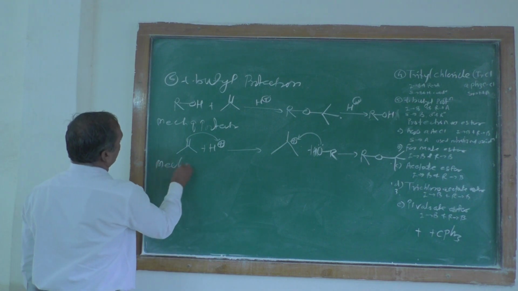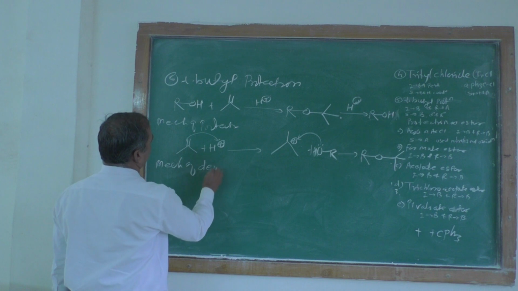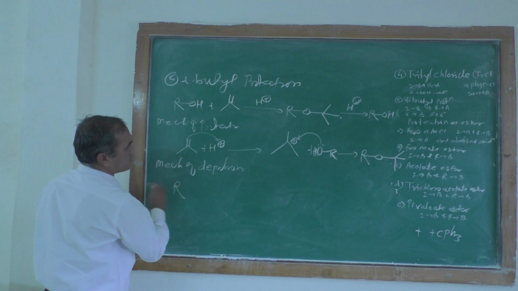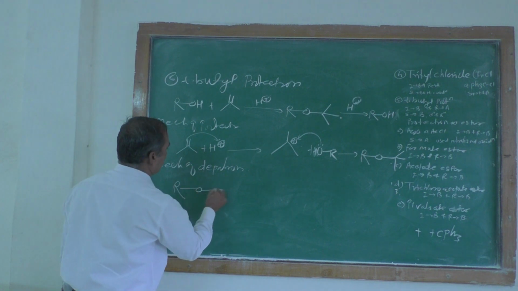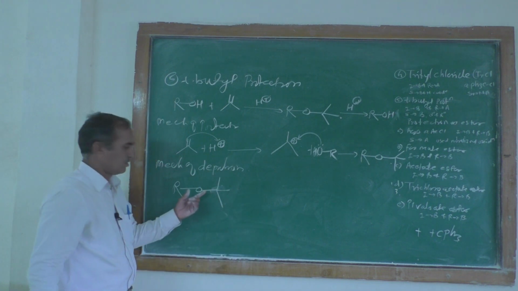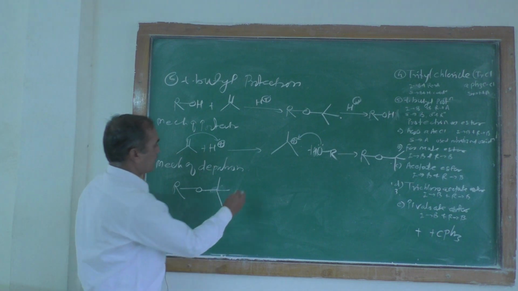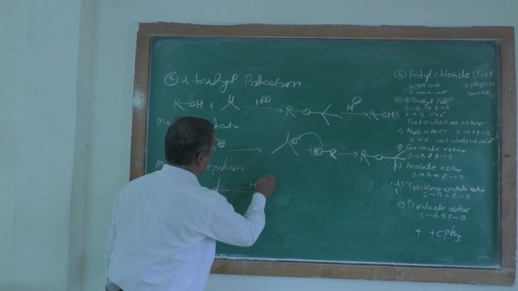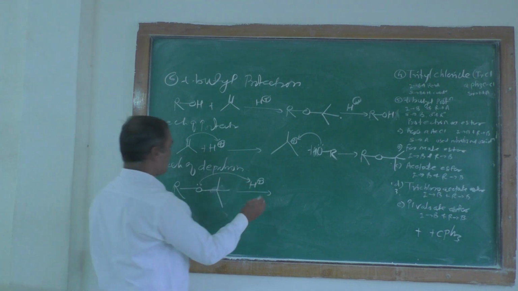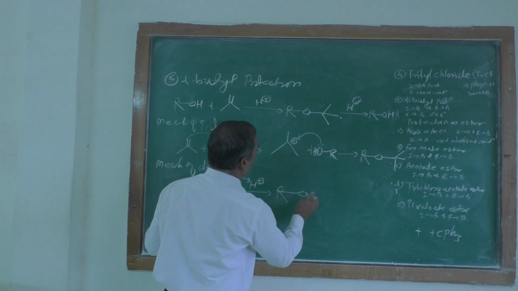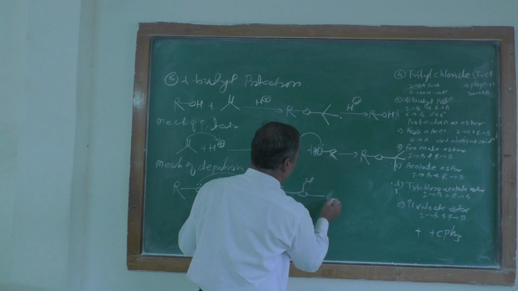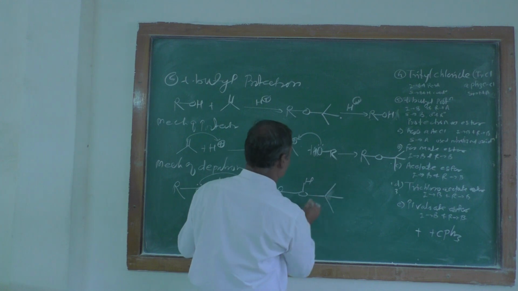Now look at the mechanism of deprotection. Let us take that example once again. RO, then this is our tertiary butyl group, then that will be treated in presence of H plus. The lone pair present on the oxygen atom attacks there, you are going to get RO, here is H plus, and then here C, this is our tertiary group.